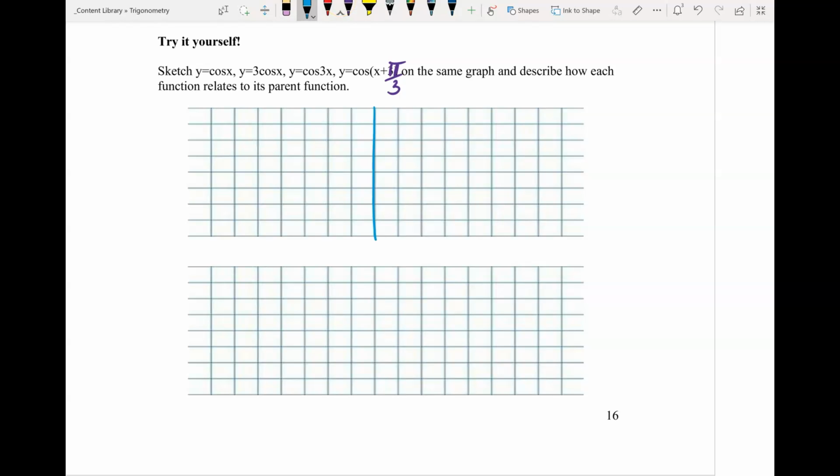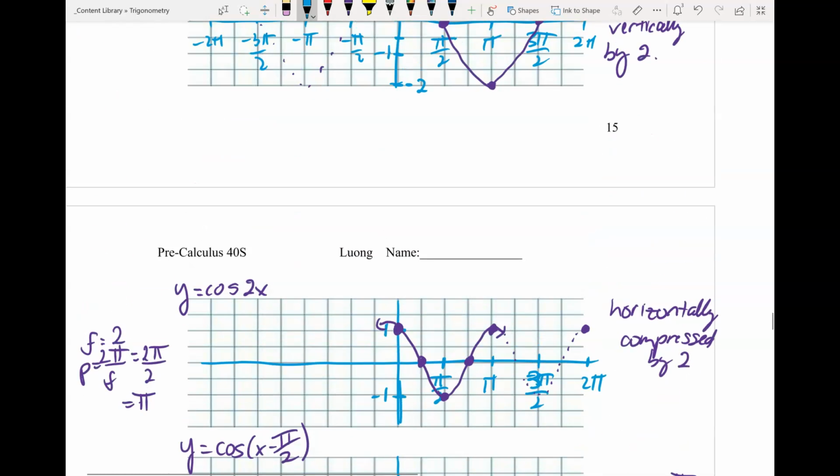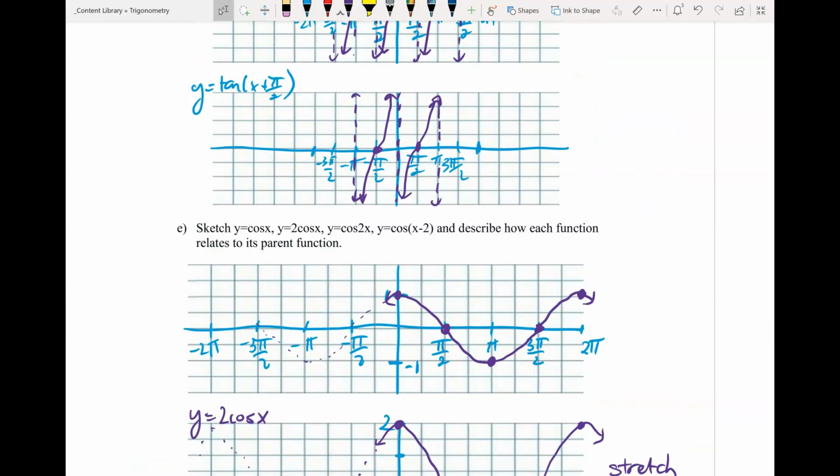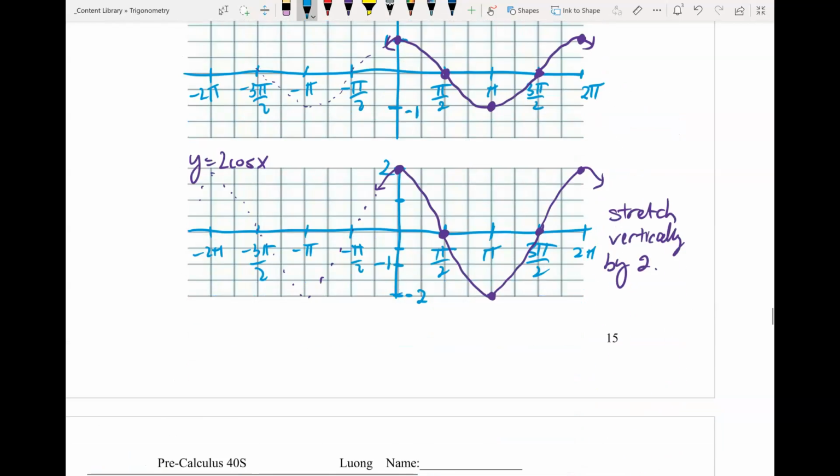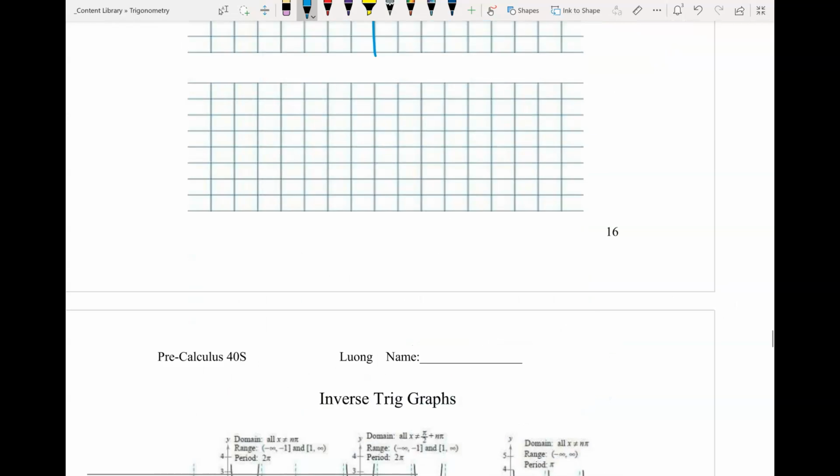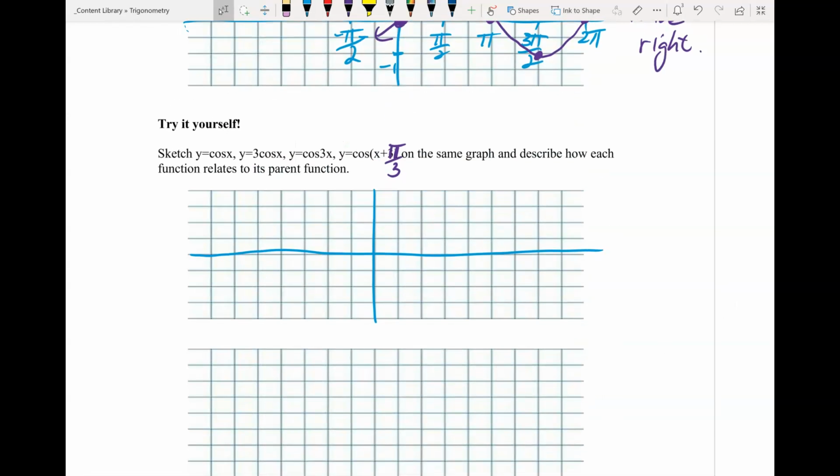Alright, so for our y equals cos x, I'm just going to say they can refer back to our original question because we already did that before. Y equals cos x is over here for e. That was the first graph we drew. So you can just leave that one. I'm going to draw y equals 3 cos x on this graph.